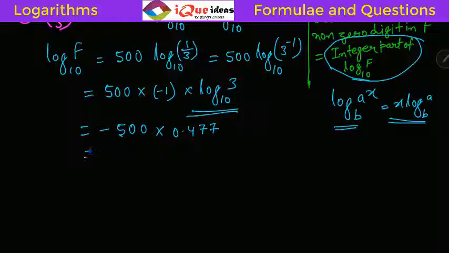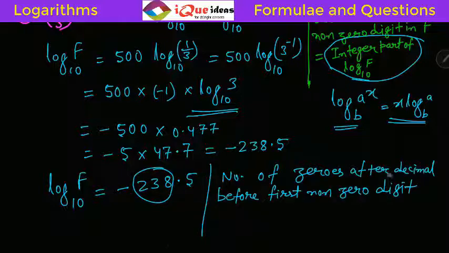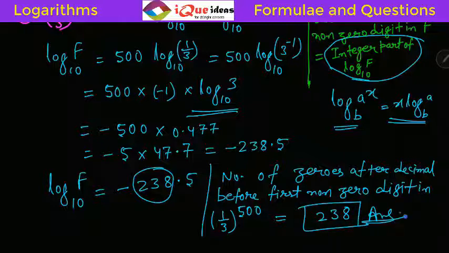So finally, if you multiply, you will get minus 5, and the 2 zeros will shift the decimal. It will be 47.7. So if you multiply, it comes out to be minus 238.5. So log of that number f to the base 10, we have calculated as minus 238.5. So the integer part is 238. So straight away, the number of zeros after the decimal before the first non-zero digit in the number (1/3) raised to the power 500 is equal to 238. Whatever integer part we get, that is the answer.